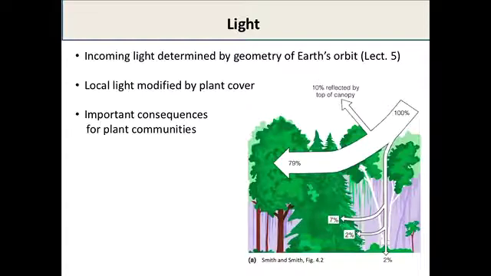That leaves a much smaller amount to get through to the understory layers. 7% through to a shrub layer, 2% maybe getting right down to forest floor. This trait, or the way that light is divided up like this, leads to the distribution of plants within a forest that we see.